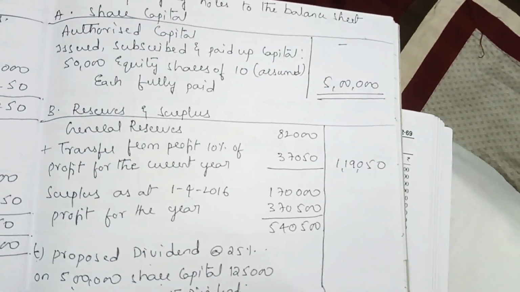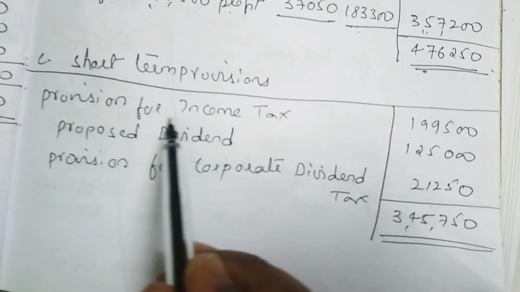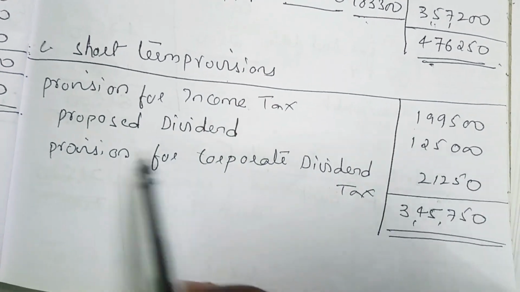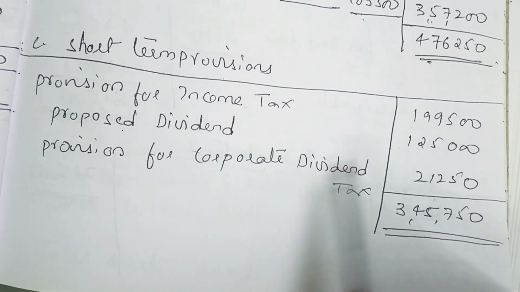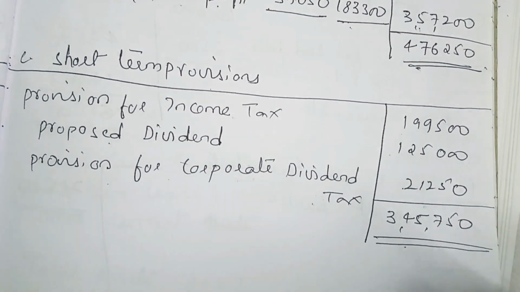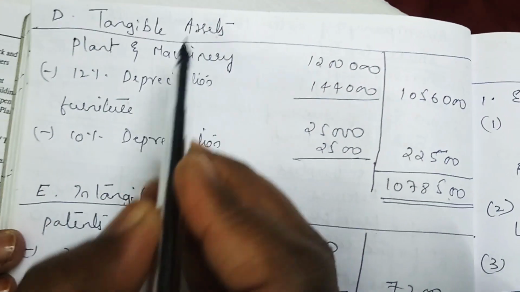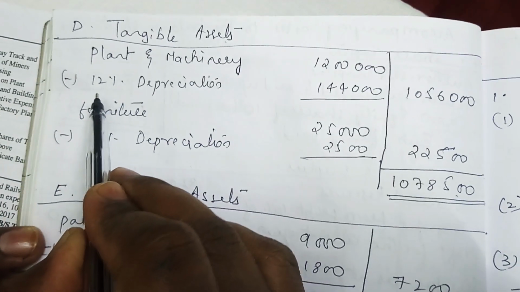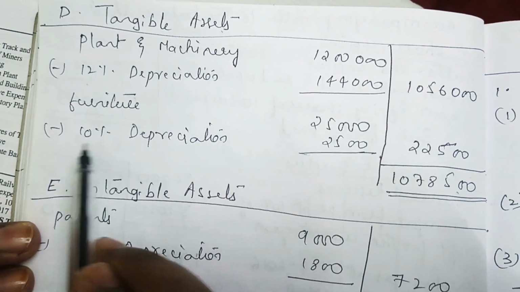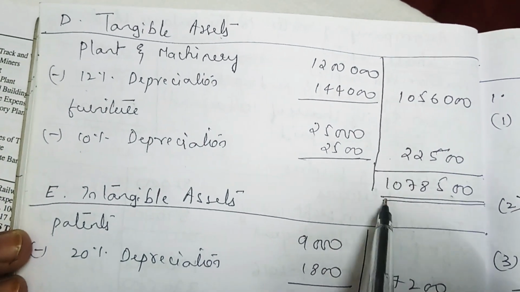Next you have the short-term provisions. Short-term provision for income tax and proposed dividend, the amount. Provision for corporate dividend tax, the amount, and the total. Next head we have tangible assets: plant and machinery, where we are calculating depreciation at 12%, and furniture, where we are calculating depreciation at 10%, and we mention the total amount.